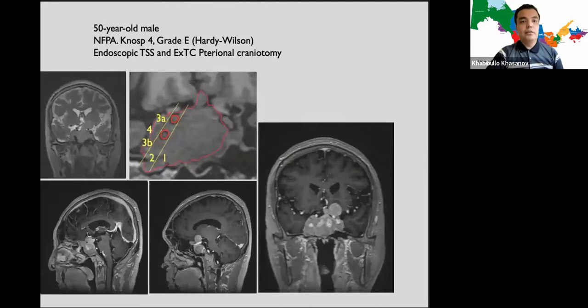And the next case is a 5-year-old male, also diagnosed with a non-functional pituitary adenoma, Hardy-Wilson grade A, for endoscopic transsphenoidal surgery, and here we used an exoscopic system with a pterional keyhole craniotomy. As you can see, this tumor extends superiorly and laterally toward the sylvian fissure side. So a supraorbital approach or just transcranial surgery is not helpful here. So we decided on a pterional keyhole approach by exoscope.